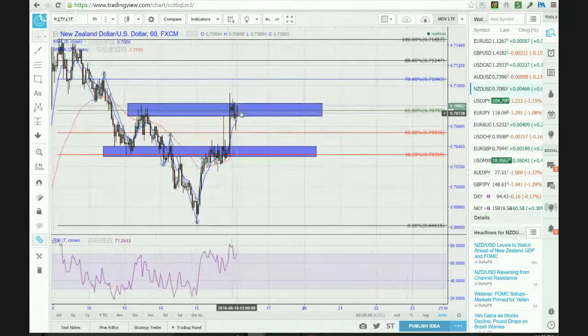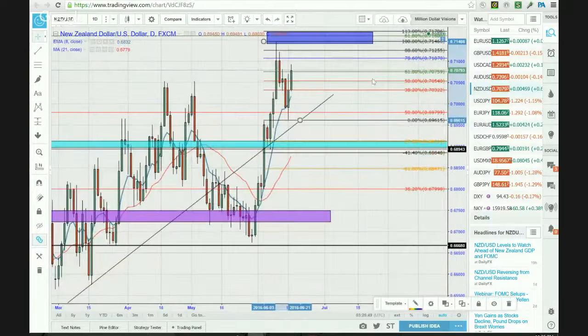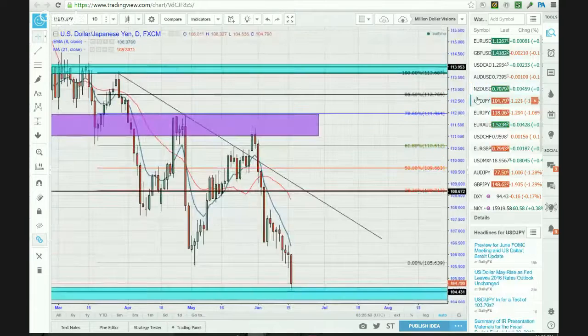It does have bullish momentum right now. We'll see if it can pass the high of this wick. So until then, we'll just have to wait to see and make a decision. We can go to our next pair, dollar yen.